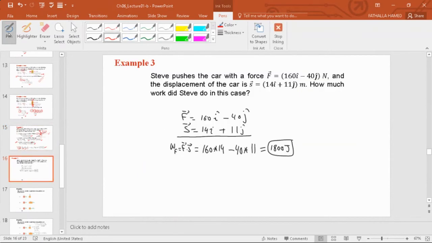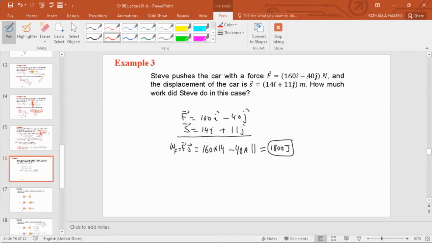Now we'll deal with an example where you're given the force in terms of unit vectors and the displacement also in terms of unit vectors. Steve pushes the car with a force 160 i hat minus 40 j hat in newtons, and the displacement of the car is 14 i hat plus 11 j hat in meters. How much work did Steve do?